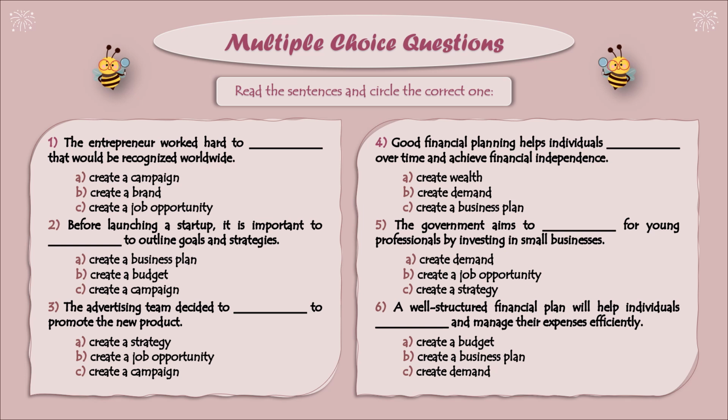5. The government aims to blank for young professionals by investing in small businesses. A. Create demand. B. Create a job opportunity. C. Create a strategy. 6. A well-structured financial plan will help individuals blank and manage their expenses efficiently. A. Create a budget. B. Create a business plan. C. Create demand.